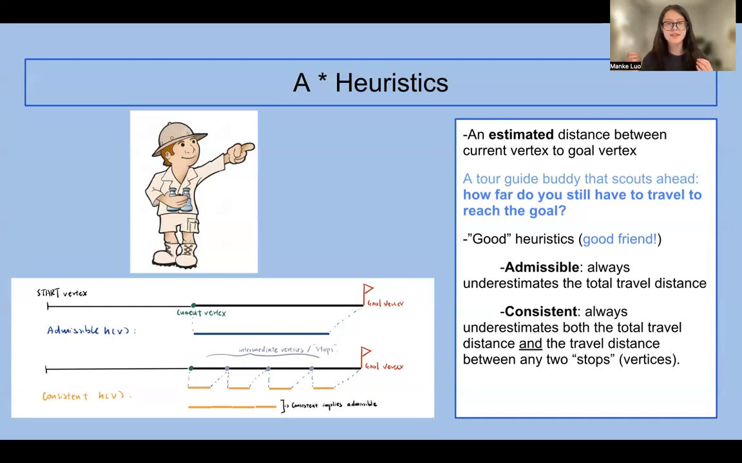So as your partner, together you guys figure out and construct this new metric or priority, like I mentioned in the previous slide, to judge whether or not this vertex is a good vertex or a vertex that should be visited or added into the shortest path tree. So that's the main role of this heuristic or this tour guide buddy here.